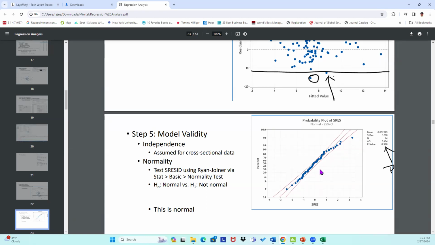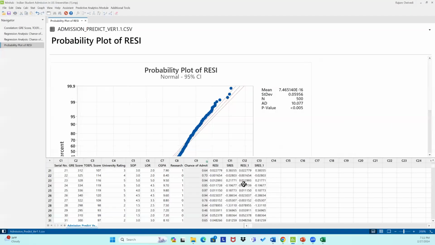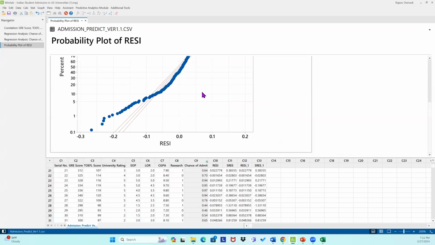So here you can see this data says it's normally distributed, because almost everything except one point is coming within the normal distribution range. So this is normal, but in our data, the errors are not normally distributed.